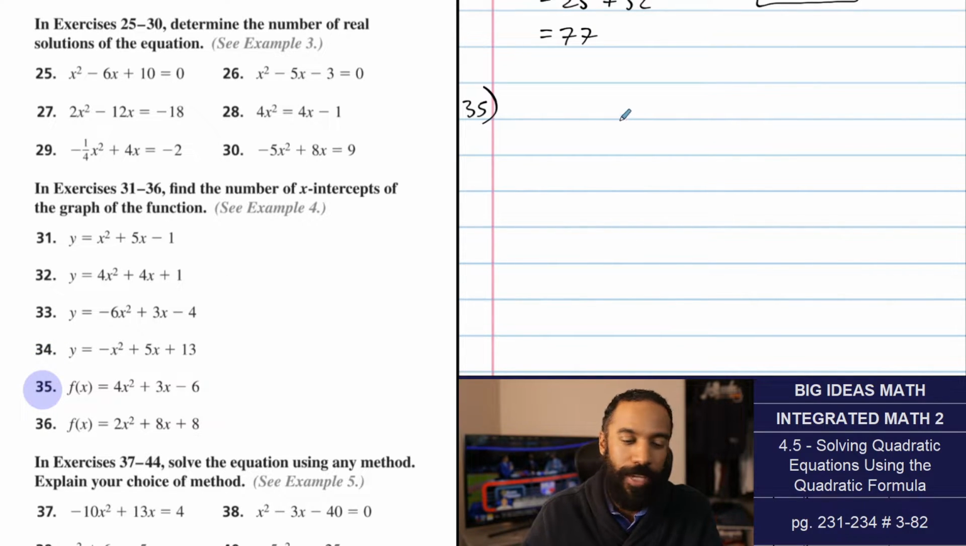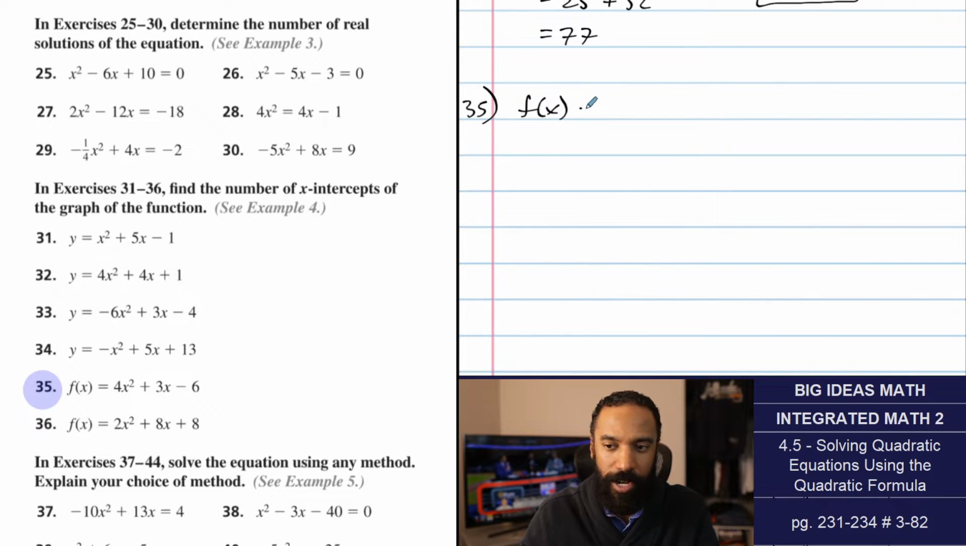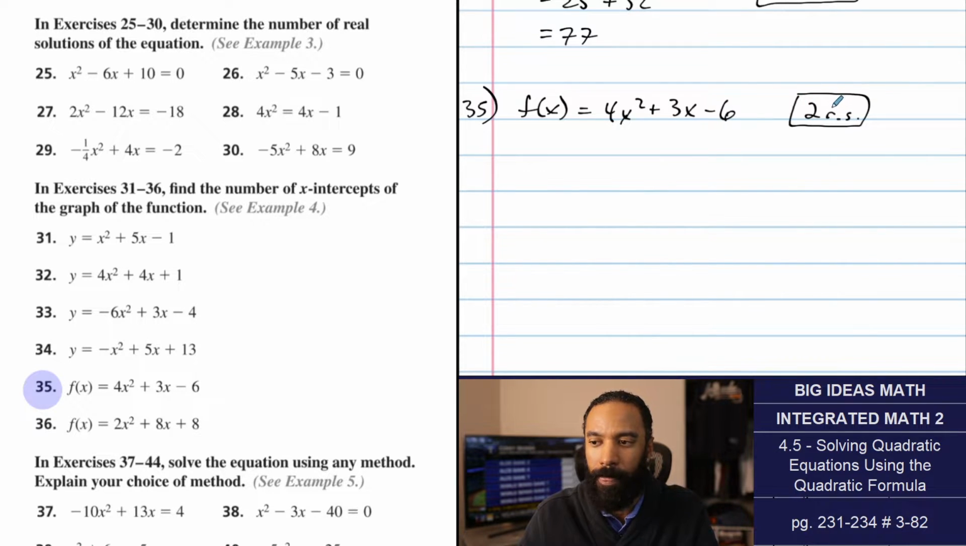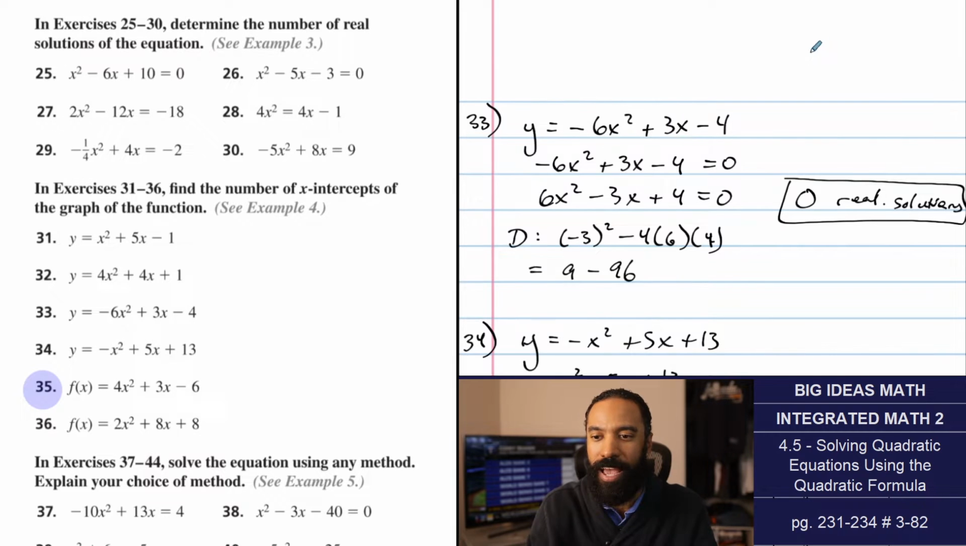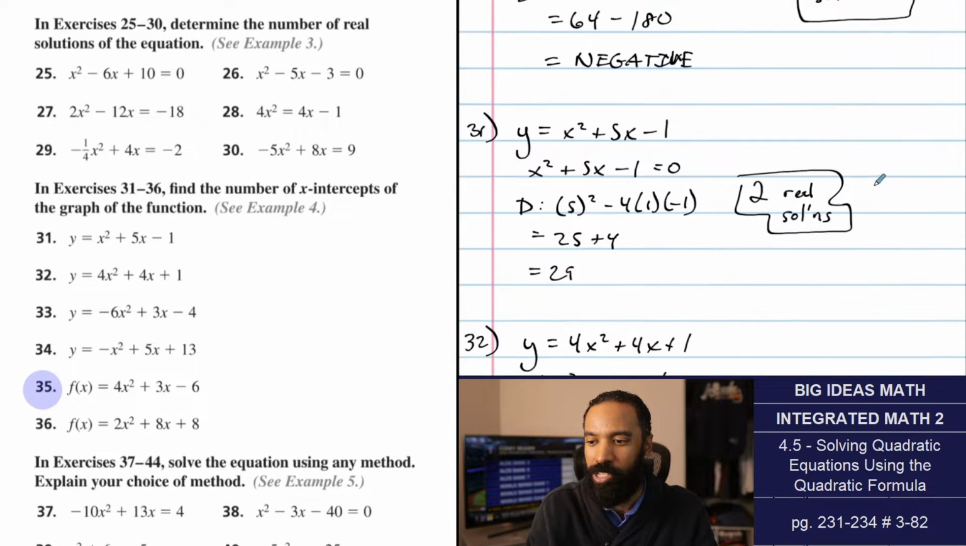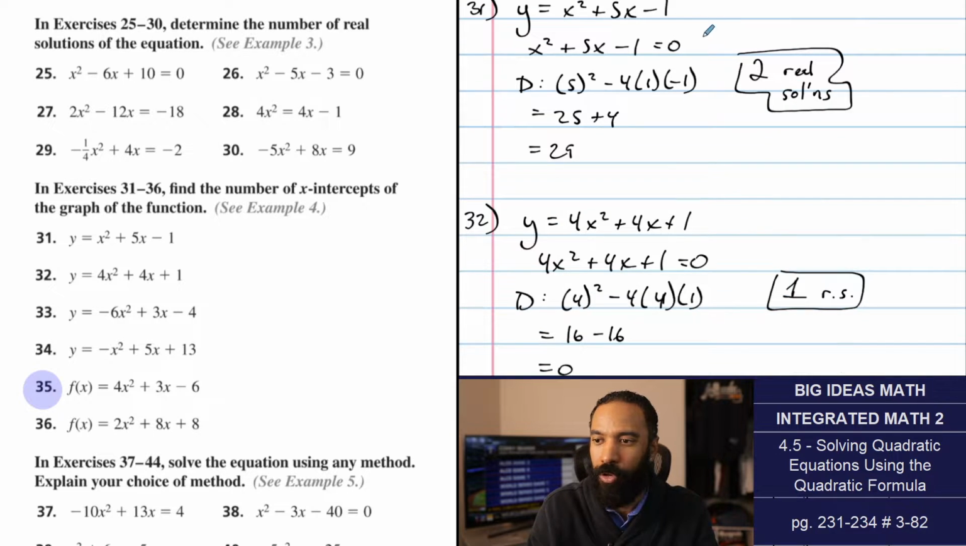No discriminant conversation. I got a positive, right side up facing graph with a negative y-intercept. This will also be 2 real solutions. Excuse me, these aren't real solutions. This is the number of x-intercepts. I should really go back on these ones. So determine the number of x-intercepts. This was number 31.